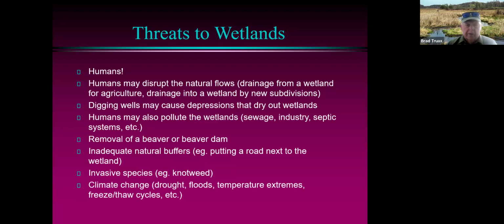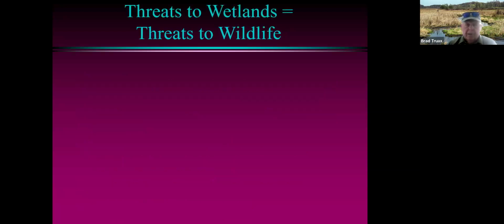And again, a biggie is climate change. So again, with climate change, we're seeing both periods of heavy precipitation interspersed with long periods of drought. We have temperature extremes, we have freeze-thaw cycles, and so on, all of which have a negative impact on the wetlands. And again, sea level rise is having a big impact on the tidal or saltwater marshes.